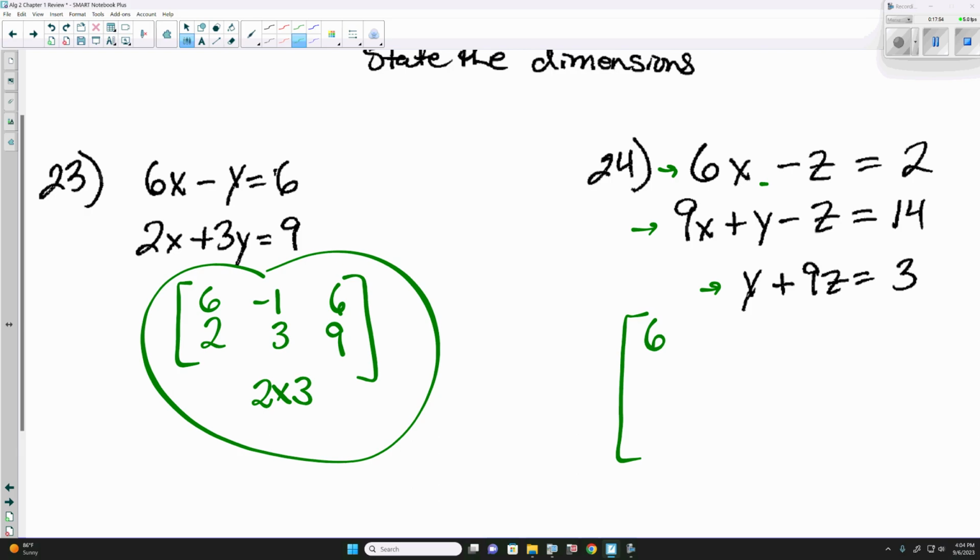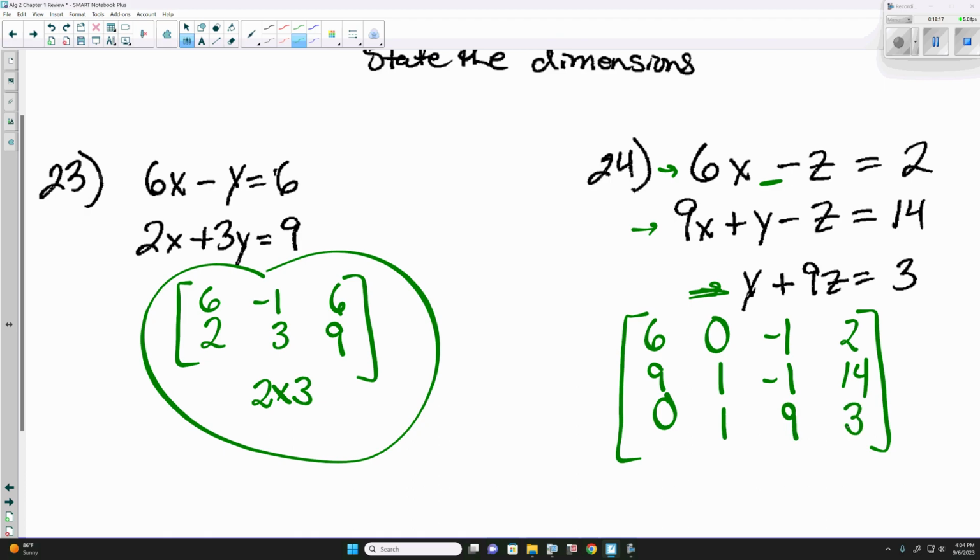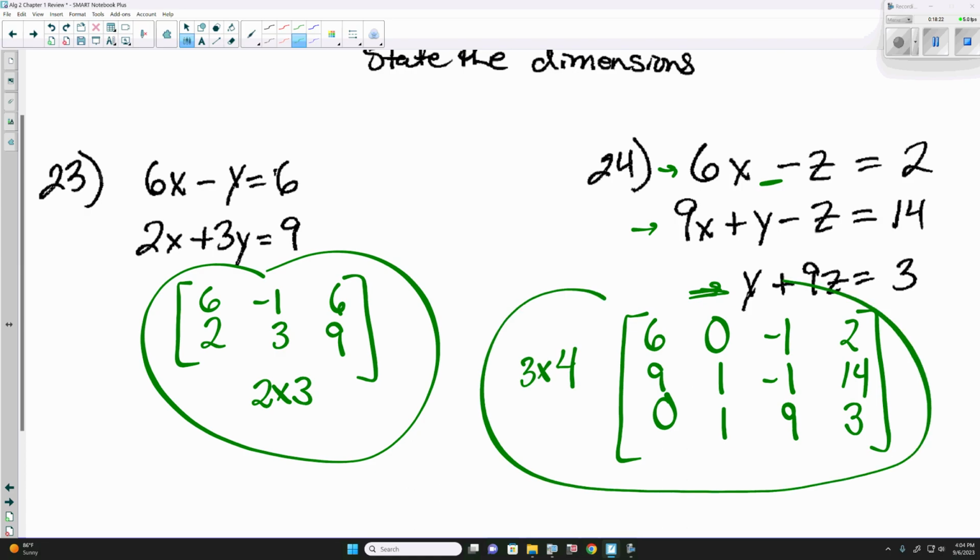So for the first row, we would have 6 for x, but because y does not show up, it would be 0. And we'd have negative 1 for z and 2. The next row does have all 3, so we'd have 9 for x, 1 for y, negative 1 for z, and then 14. And the last one, we don't have an x value, so we would fill it in as 0. 1 for y, 9 for z, and it's set equal to 3. And this here is A3 by 4. And when writing these here, we do have to include the variable if it's included in one of the others.